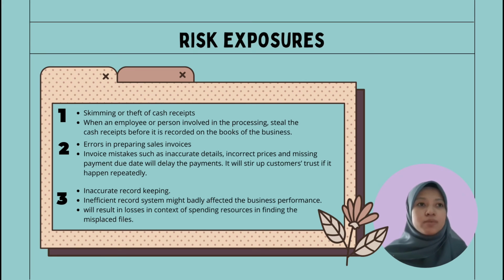For example, while a professional implements manual systems, a finance employee needs to observe back the transactions to figure out the invoice problem, find out how many business cycles were affected, and discover the necessary adjustments, which cost a lot of time. Moreover, the business might record inaccurate record keeping. An inefficient record system might badly affect the business performance. Failure in recording data can upset the business budget, which may lead to overspending. This poor management will result in losses in the context of spending resources in finding miscellaneous files.